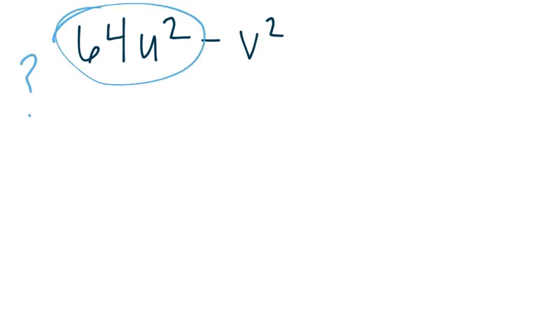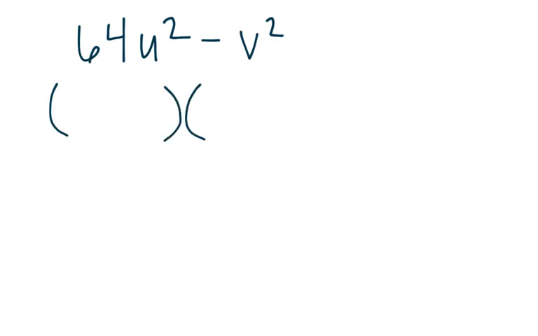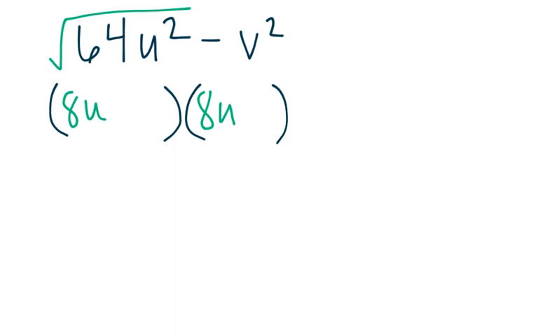Okay, let's try another example of that. How about 64u squared minus v squared? So let's check. Is 64u squared a perfect square? Yes. How about v squared? Yes. Are they being subtracted? Yes. So we can use the difference of squares method. All right, so we're going to have 2 factors here and here. Let's take our square roots. How about the square root of 64u squared? That'll be 8u, 8u. Then the square root of v squared is just v. Make one plus, make one minus.